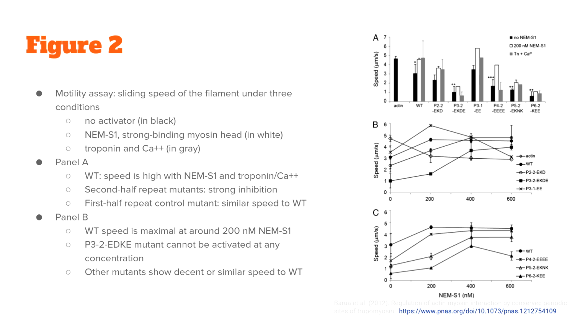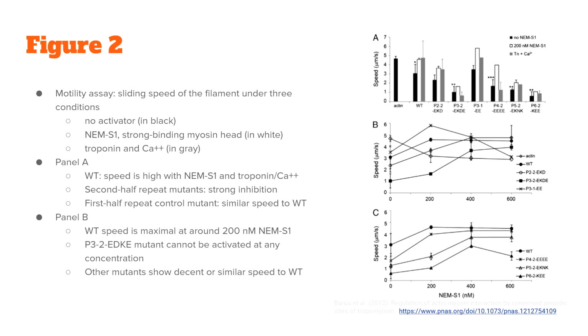So in panel A, we see that the wild type has a high speed with NEM-S1 and troponin and calcium, which is expected. The second half repeat mutants show a strong inhibition to their sliding speed, and the first half repeat control mutants show a similar speed to the wild type, as expected.